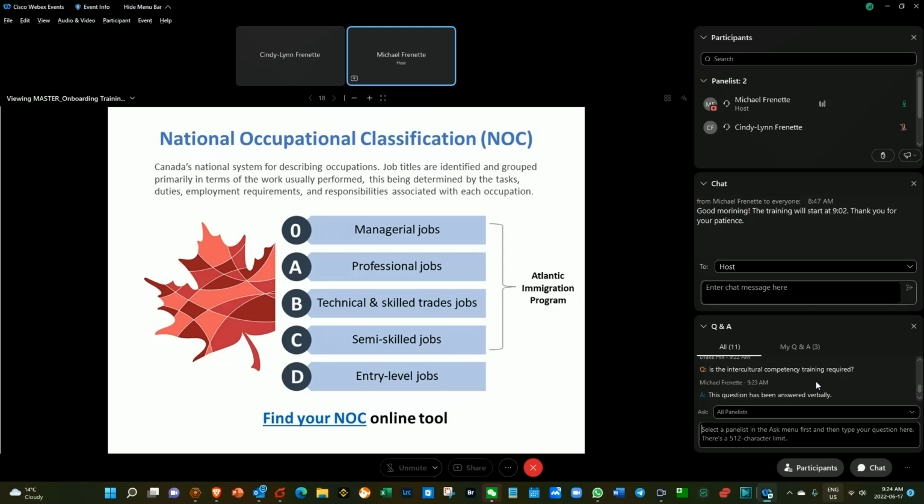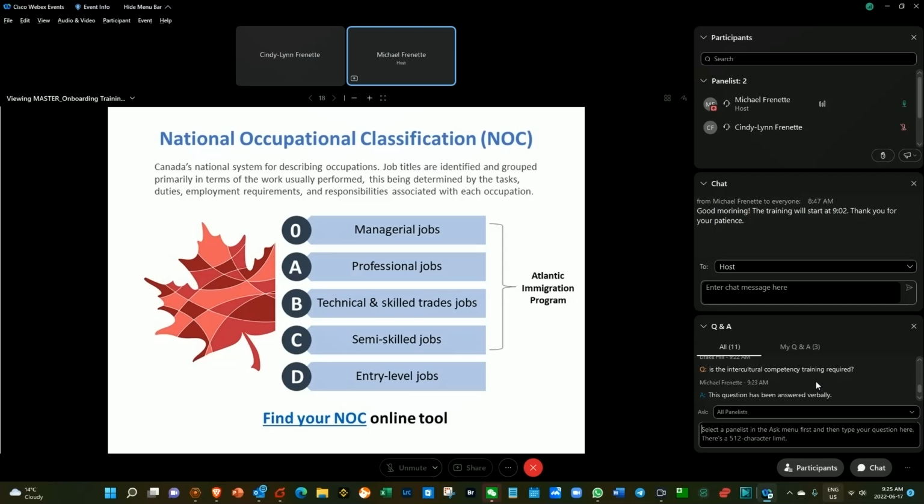Skill level B are technical and skilled trade jobs that usually require college education, specialized training, or training as an apprentice. We can think of jobs such as cooks, electricians, plumbers, and so on. Skill level C are semi-skilled jobs that usually require secondary school and/or job-specific training. We can think of customer service representatives, long-haul truck drivers, and fish plant workers.